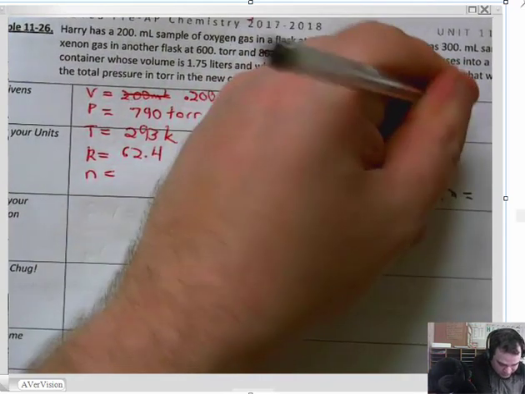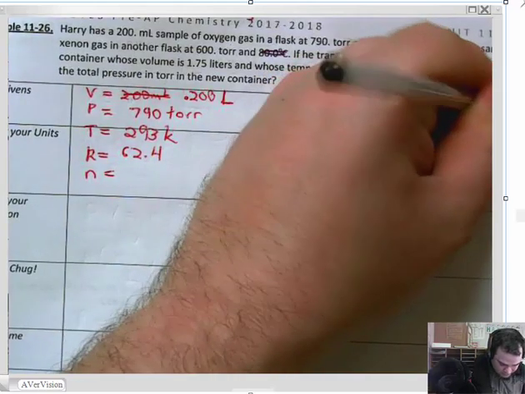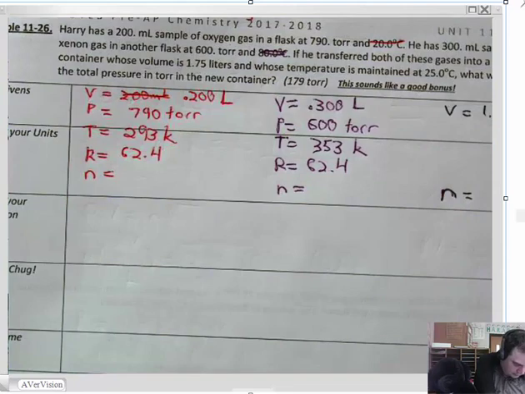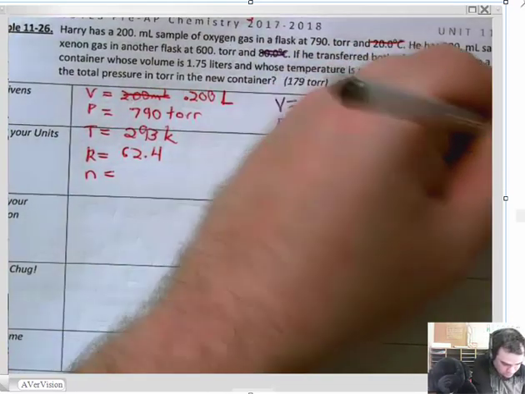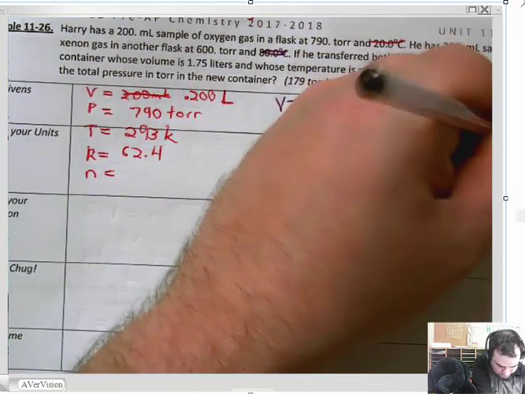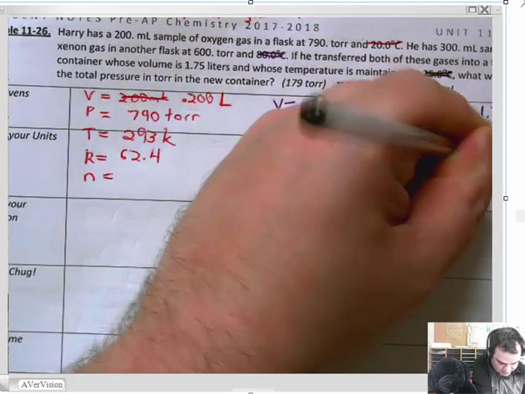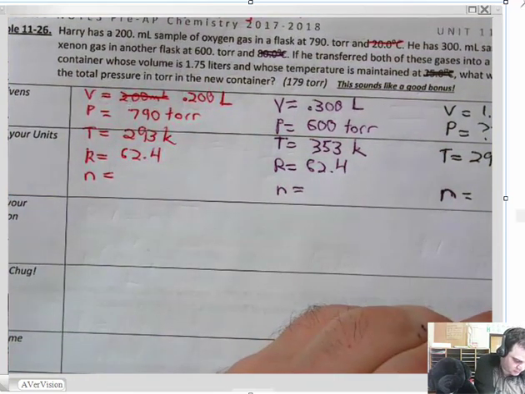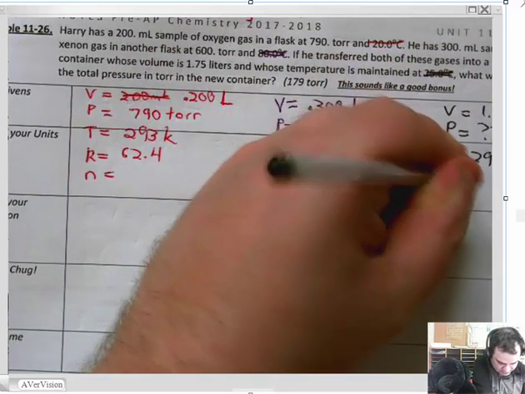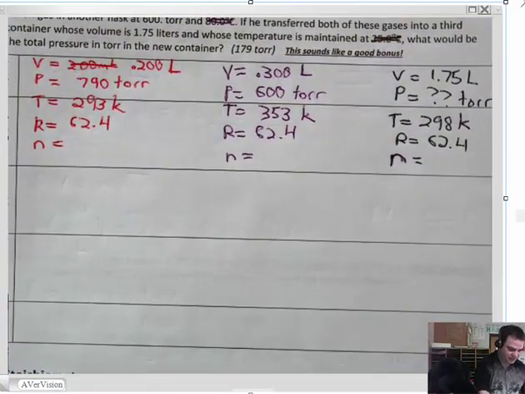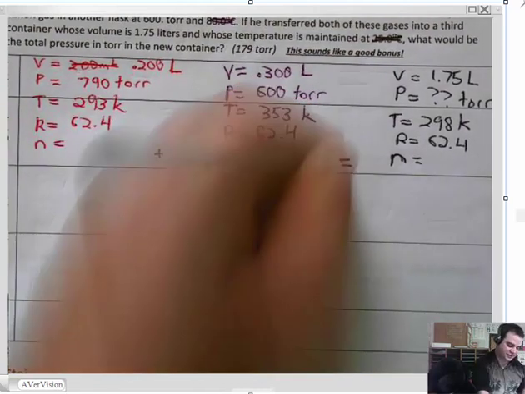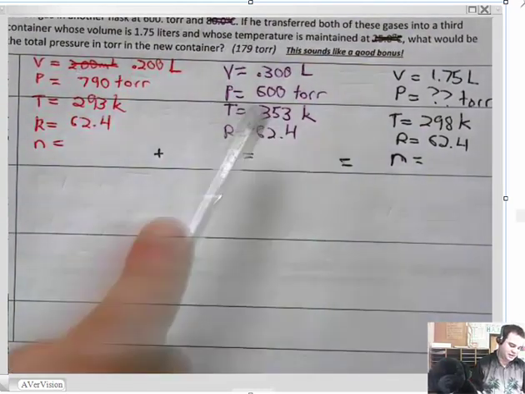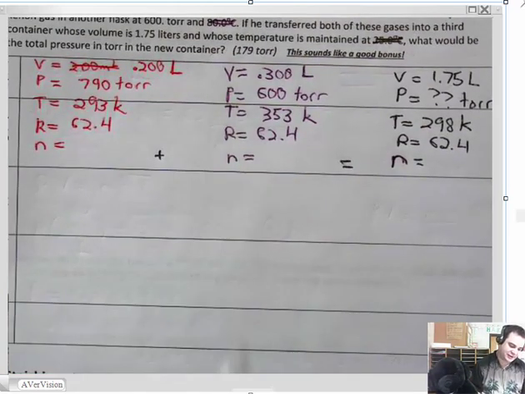I have a volume of 1.75 liters. I am looking for the pressure in torr. I have a temperature of 25 degrees Celsius, which is going to be 298 Kelvin. And the R here, this time I'm going to use 62.4 again. The key to this is that this plus this is going to equal that. You can't just combine these; you have to solve this first and solve that second, and then solve that third.